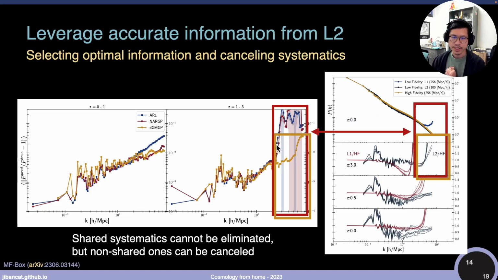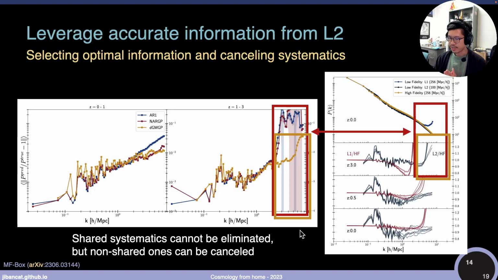This translated into the emulation that we can see for the one box size example here. You have low systematics at these scales, although it's like 10% at these scales, which means the multi-fidelity method improved it to 10%. But if you use two box sizes, you have information from L2, which has less systematics compared to the L1. So you have more accurate information at smaller scales, which translated into the MFBox emulation being more accurate, below 1% at certain scales. So the non-shared systematics could be cancelled out, but the shared systematics will still be there.